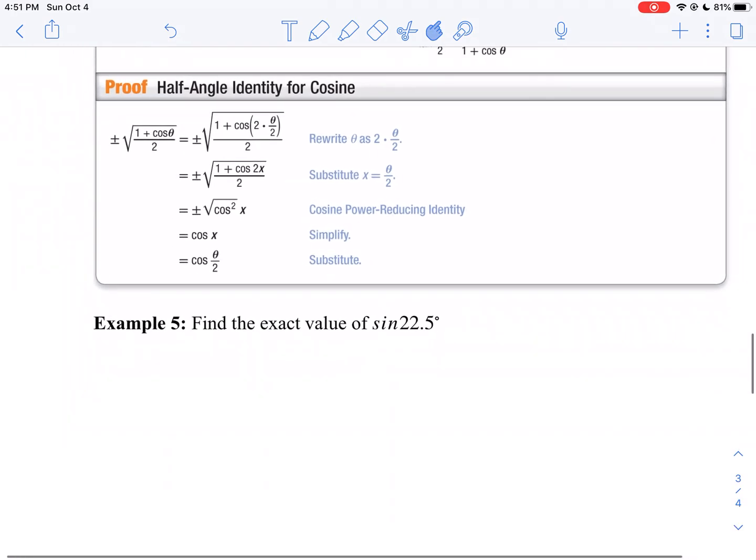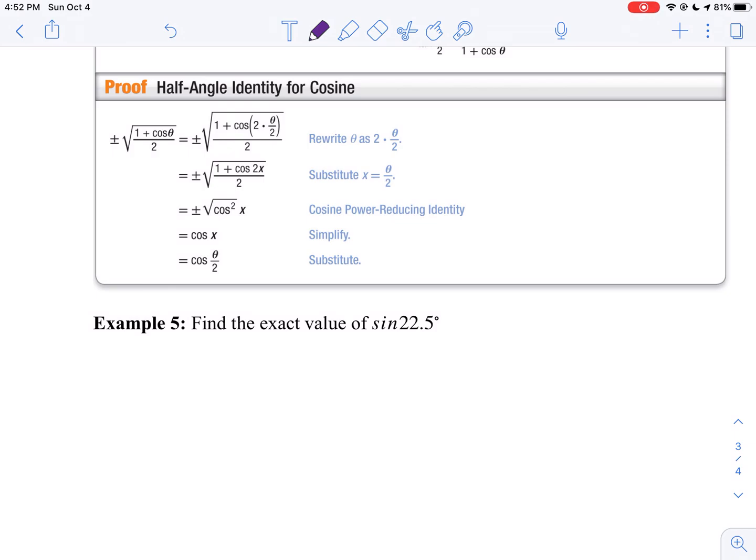How do I use that to find the exact value of the sine of 22.5? Because 22.5 is not on your unit circle. This is what we're thinking. So theta over 2 is going to be 22.5, which means theta is 45. And we know how to find trig functions or circular functions of 45 degrees.